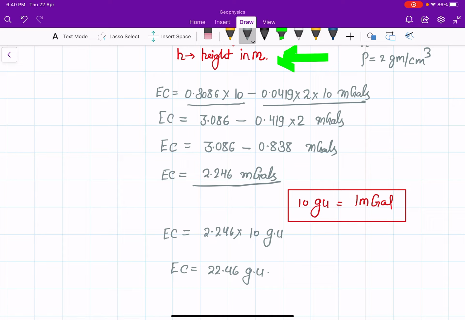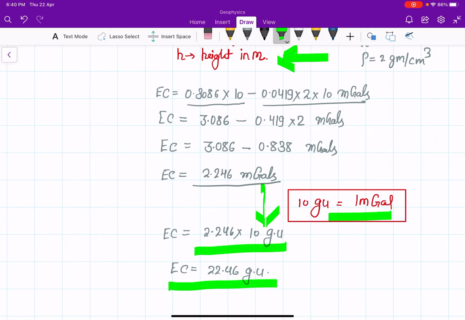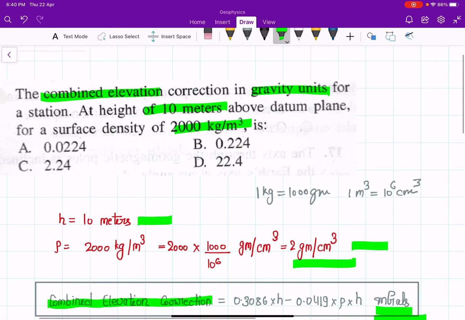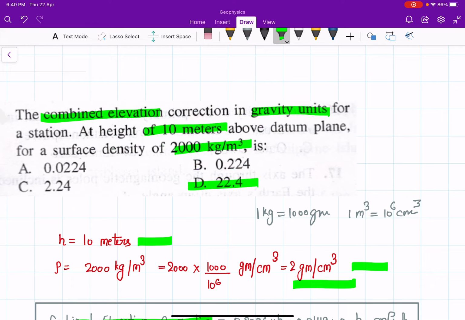And one more important result is 1 milligauss is equal to 10 gravity units. So by putting here, you will get 2.246 into 10 gravity units, that is 22.46 gravity units. So our answer D, that is 22.4 gravity units, will be the correct answer for combined elevation correction, where the height is 10 meter and the density is 2000 kilogram per meter cube.